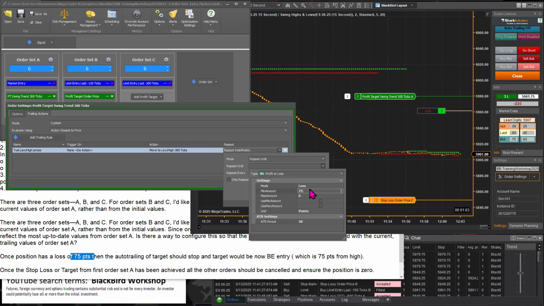So yeah, NinjaTrader is always using your average entry price when it's returning, you know, whether you're in a profit or a loss there, right? So that actually won't work in our case. So let's see here.